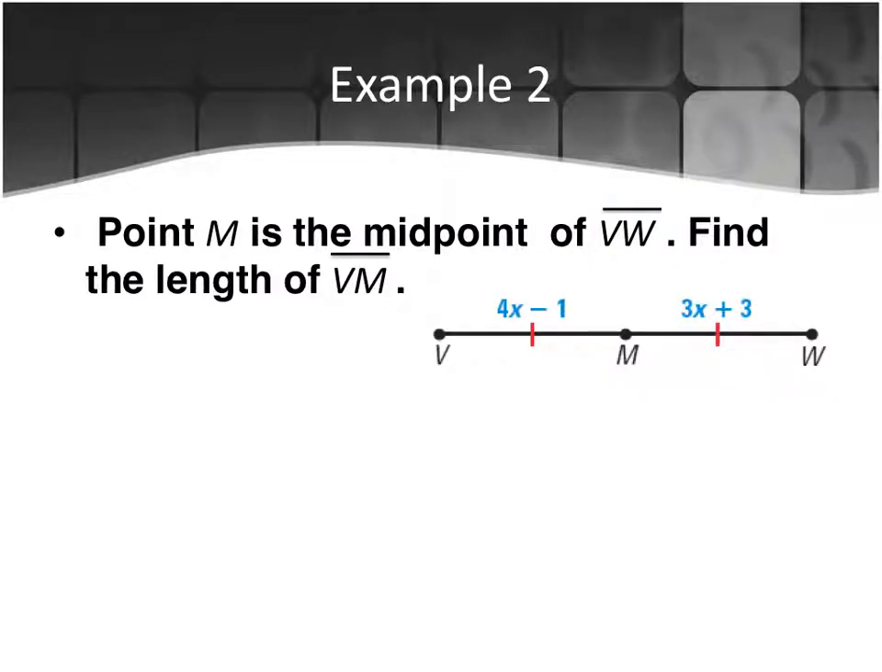All right, point M is the midpoint of VW. So here is our middle of the line. What does that tell me about these two things right here? Yes, ma'am? They're congruent. They're congruent, they're equal. These two things are equal to each other. Find the length of VM. So this part right here.